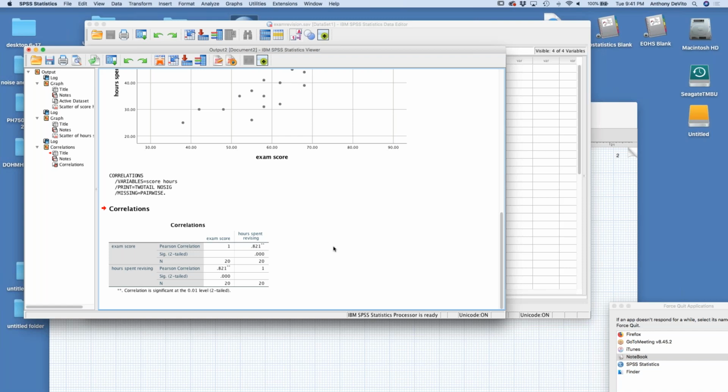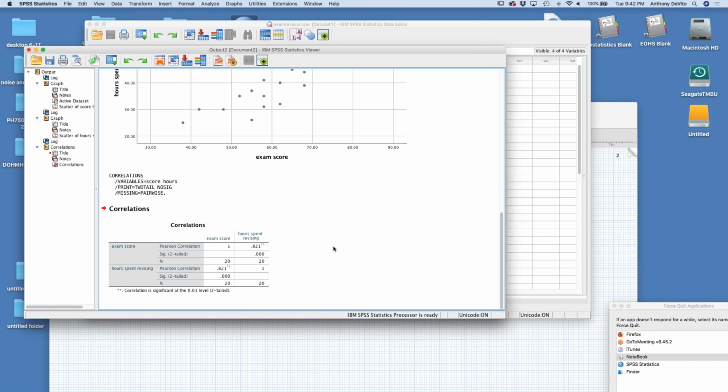The gas mileage in a car and the price of the car. For instance, there may not be an association between them. There might be inexpensive cars that get poor gas mileage, expensive cars that get poor gas mileage, and good ones, and so on and so forth. There might not be an association between those two.